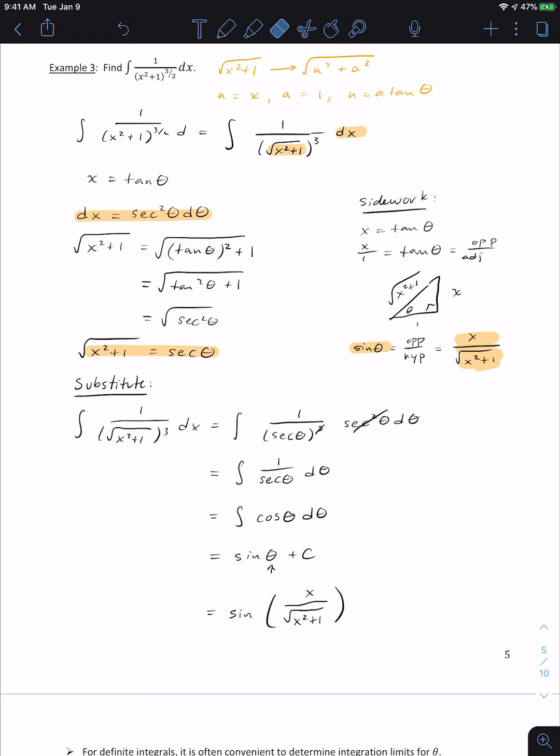No, sorry, not sine of. That is what sine is, right? So I made a mistake there. That's not what theta is. That's what sine of theta is. So that whole thing becomes x over the square root of x squared plus 1 plus c. And that is our final answer.